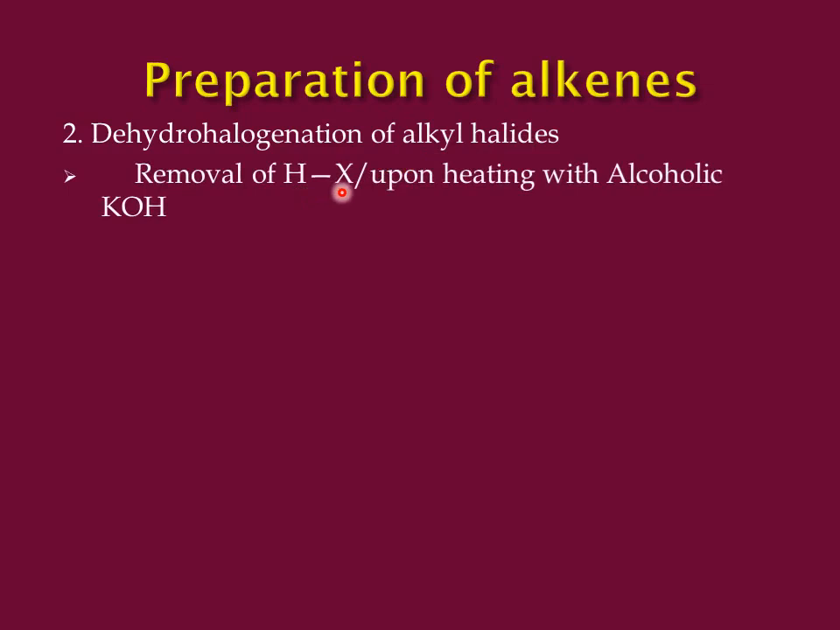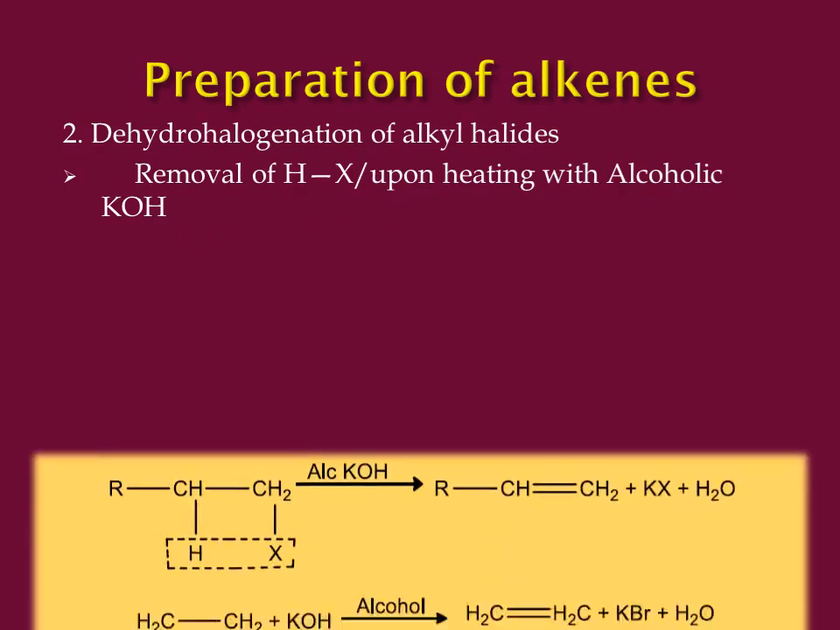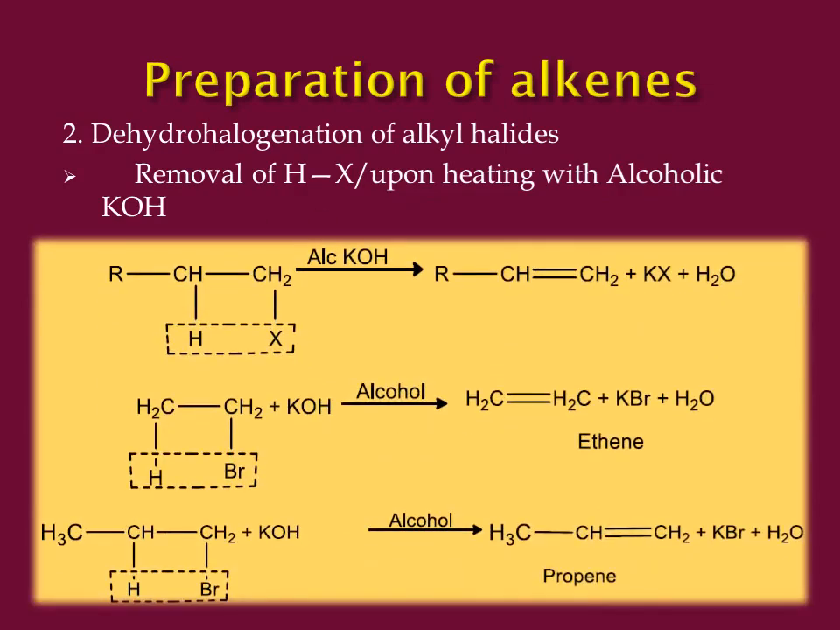This is an alkyl halide. Why? Because this is an alkyl group and over here an X atom is present which is representing a halide. It can be chloride, bromide, iodide. Now, in the presence of alcoholic potassium hydroxide, which will cause dehydro, meaning removal of hydrogen, halogenation, meaning removal of X atom from adjacent carbon atoms, producing an alkene along with potassium halide and water.